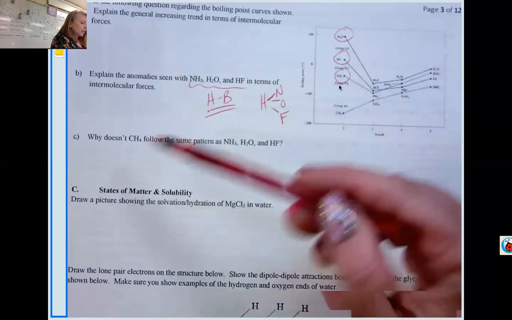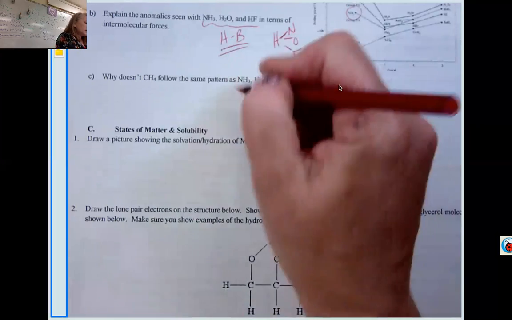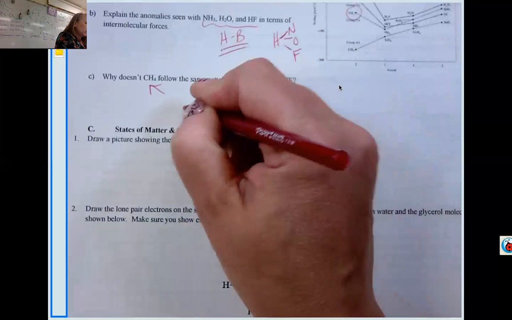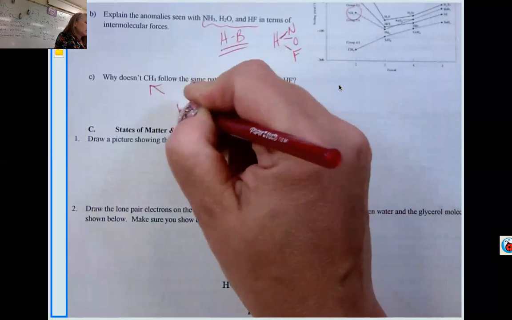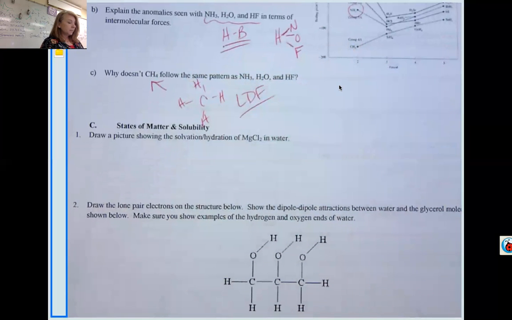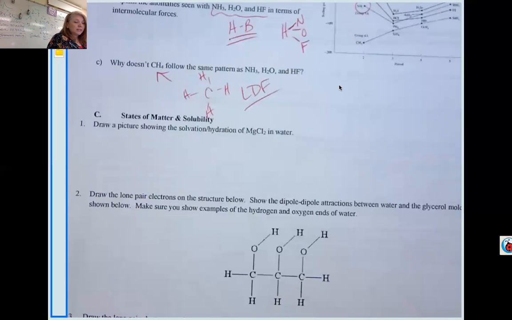It says, why doesn't CH4 follow the same pattern as NH3, H2O, and HF? It's because CH4 does not have hydrogen bonding. In fact, CH4 is nonpolar, and the only type of intermolecular force that it will have is London dispersion forces. That's it. Okay, draw a picture showing the solvation or hydration of MgCl2 in water.